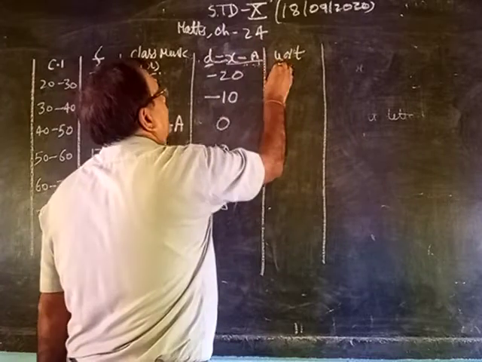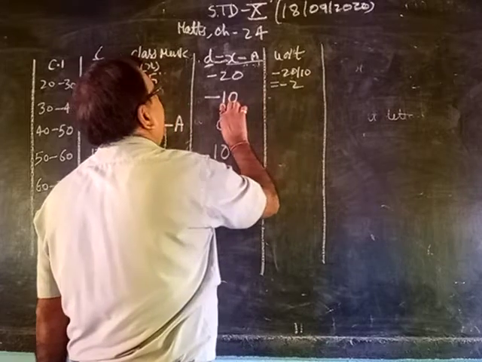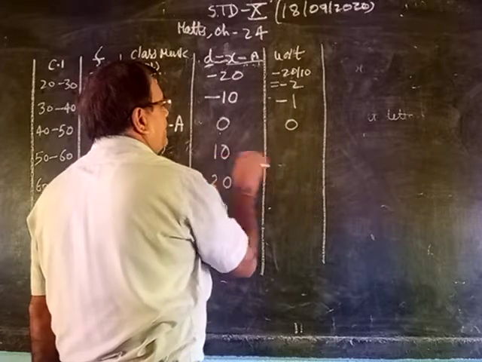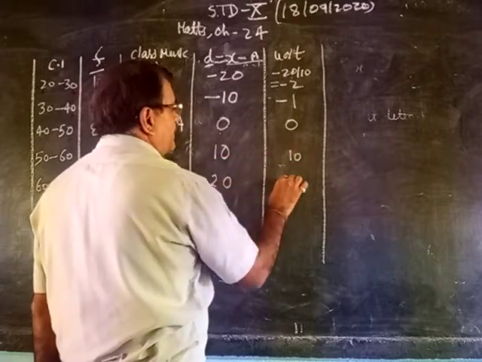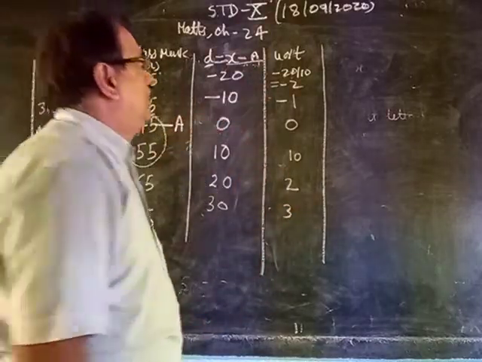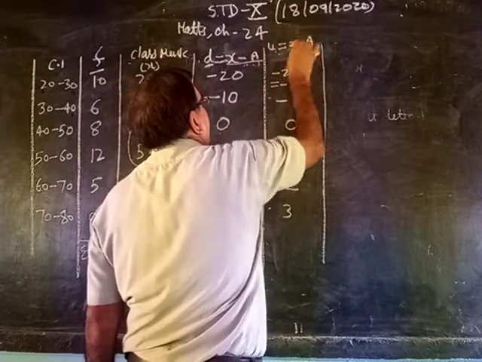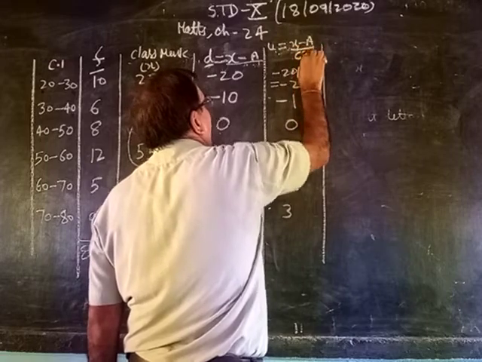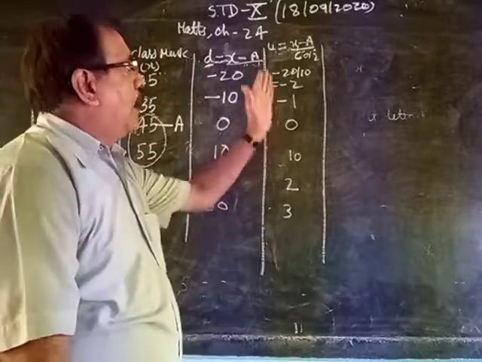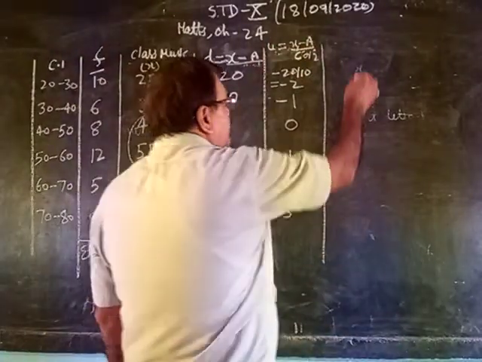The deviation minus 20 divided by 10 gives minus 2. Minus 10 divided by 10, minus 1. 0 divided by 10, 0. 10 divided by 10, 1. 20 divided by 10, 2. 30 divided by 10, 3. This is u. Or you can write u is equal to (x minus a) by c. C or i, both are given for class size. How to find the class size? Upper limit minus lower limit.